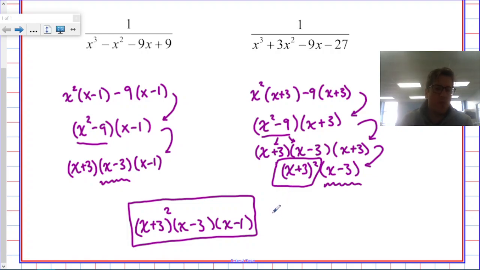We are almost always going to leave this in factored form because we don't want to multiply it out. It's going to give us some nasty quartic expression.